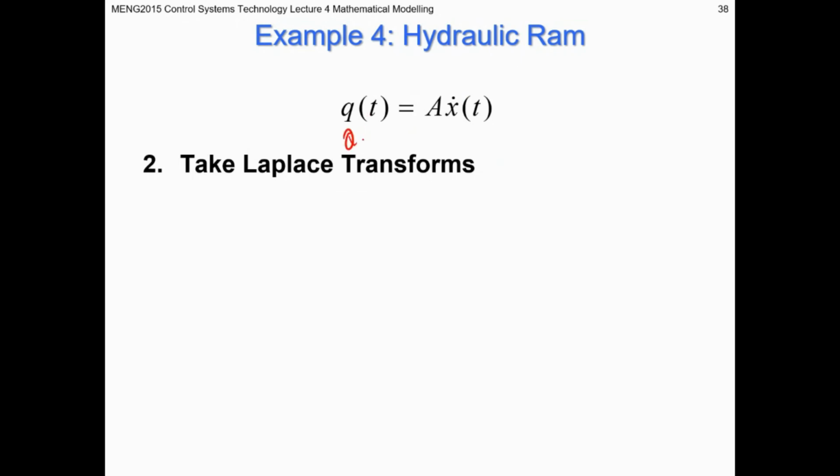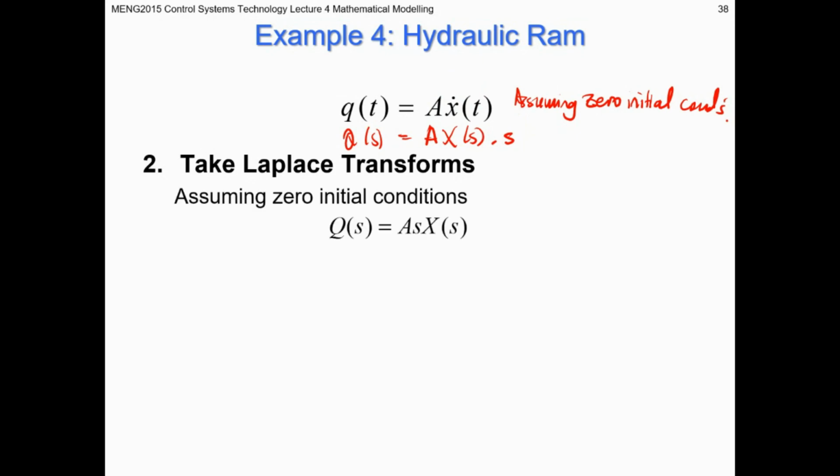This is going to be Qs equals A, a constant, times xs times s, assuming zero initial conditions. In other words, that the RAM is stationary when we start this movement, this process. If the RAM is moving, if it has some velocity, then you're going to have non-zero initial conditions and an additional term here, but we're ignoring that, so we can say there's no additional terms.